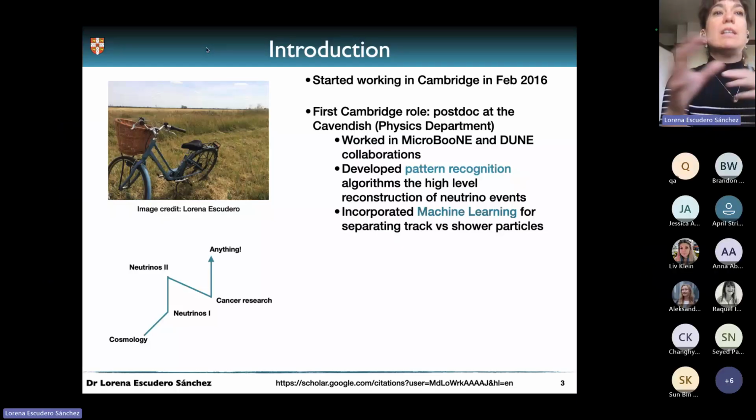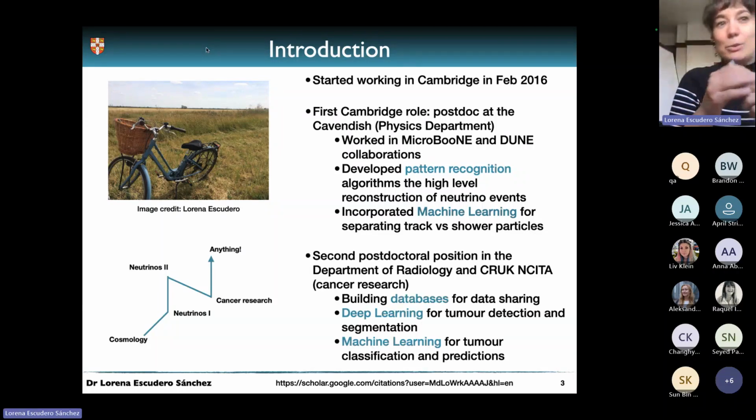Using machine learning, separate those that look more like tracks or look more like showers, like an electron, for example. So it sounds very different to what I do now, but at some point, as I said, I wanted to do something more impactful, and I found my second postdoctoral position in the Department of Radiology, where I am now.